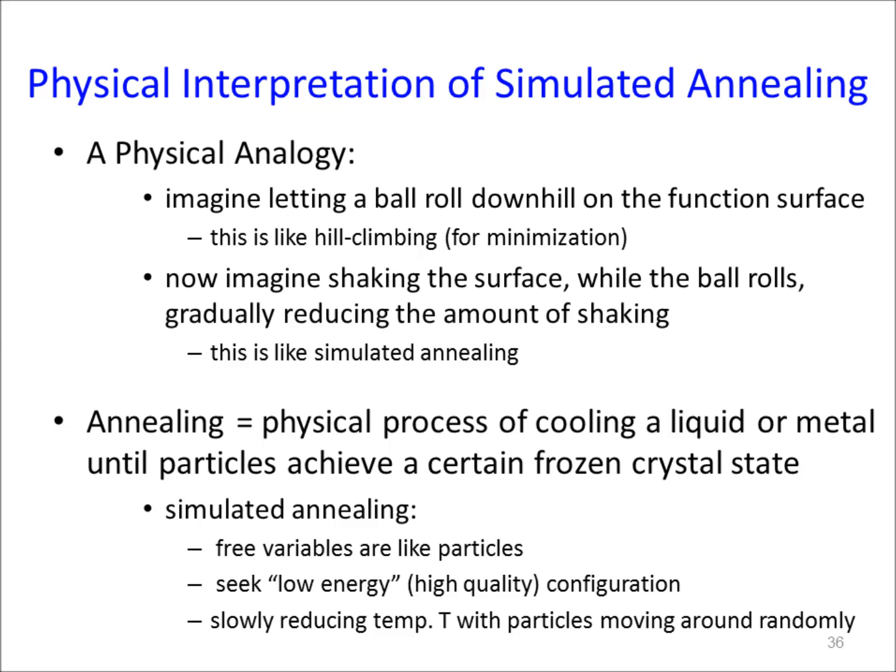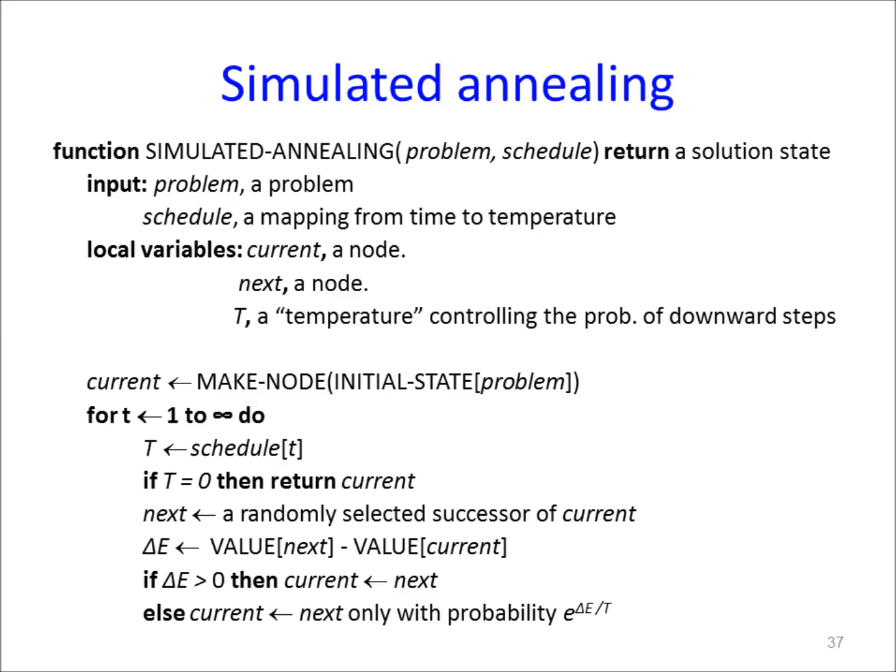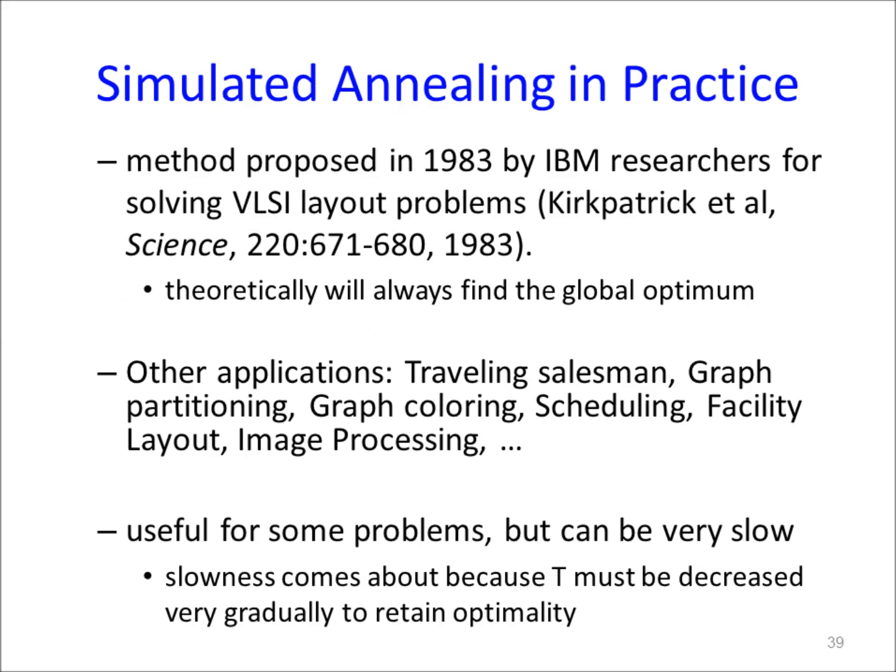So the temperature tells you the probability that I'm going to take a negative move. Same intuition, so you can read the details. This algorithm has been very popular in the VLSI community. It was originally invented in 1983 by IBM researchers who were trying to solve these VLSI layout problems, and simulated annealing is still used in those situations. It has been extensively used in the past in traveling salesman, graph partitioning, lots of problems.